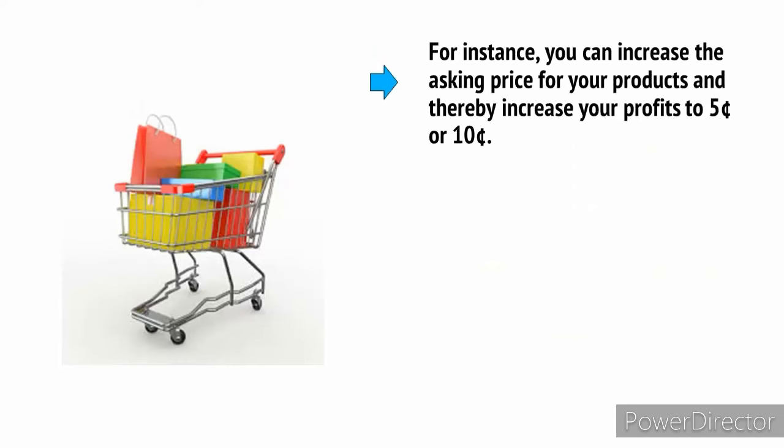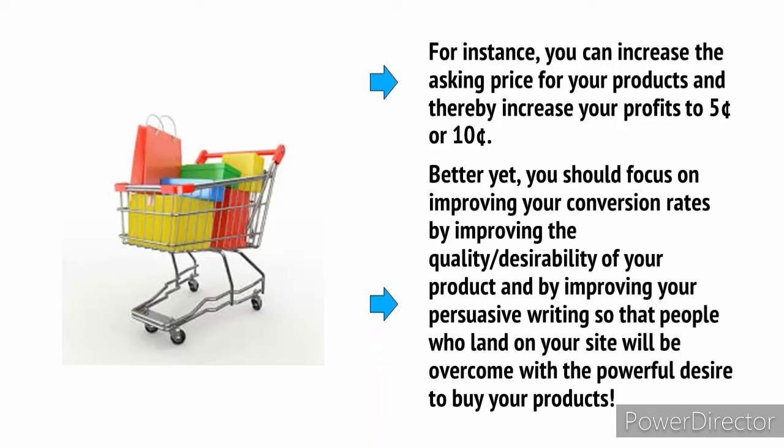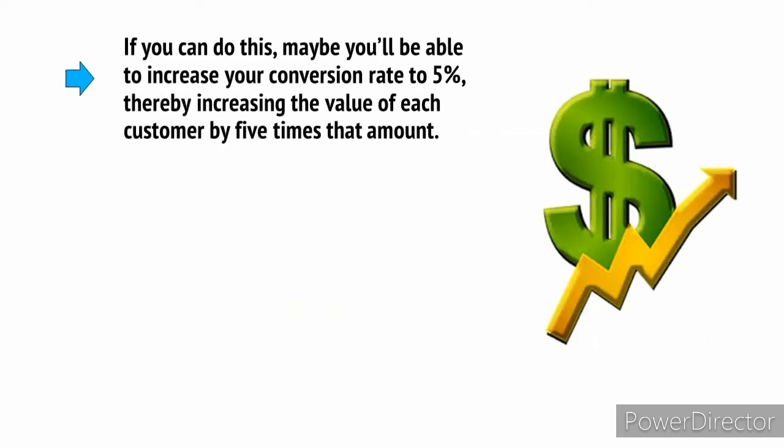For instance, you can increase the asking price of your product and thereby increase your profits to 5 cents or 10 cents. Better yet, you should focus on improving your conversion rates by improving the quality or desirability of your product and by improving your persuasive writing so that people who land on your site will be overcome with the powerful desire to buy your products. If you can do this, then maybe you'll be able to increase your conversion rate to 5%, thereby increasing the value of each customer by 5 times that amount.